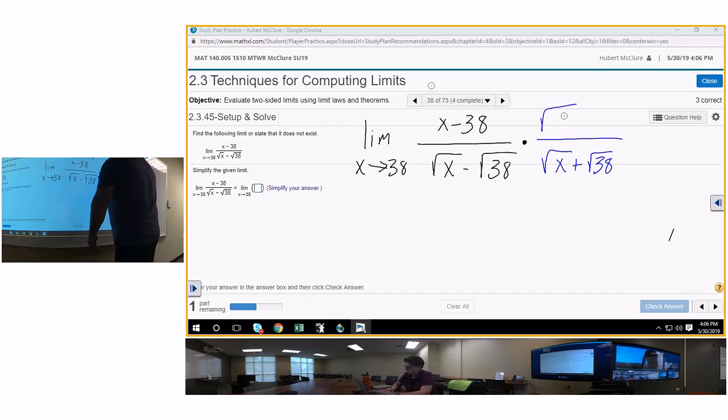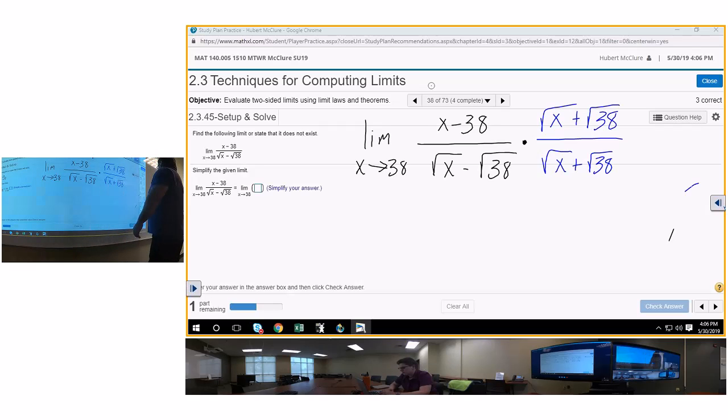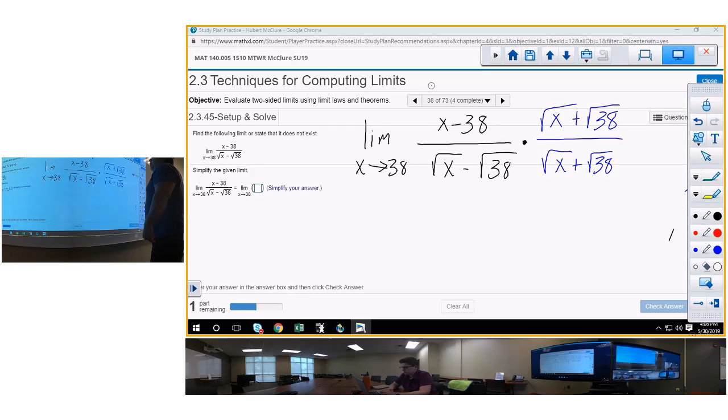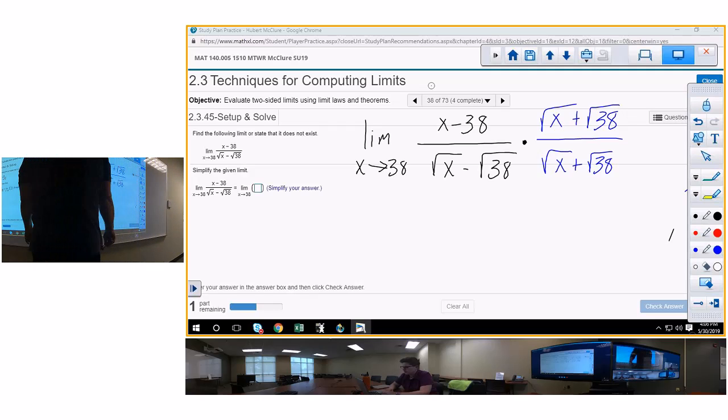Conjugate, square root of x plus 38. So therefore, in the denominator, we're going to get what? X minus what?